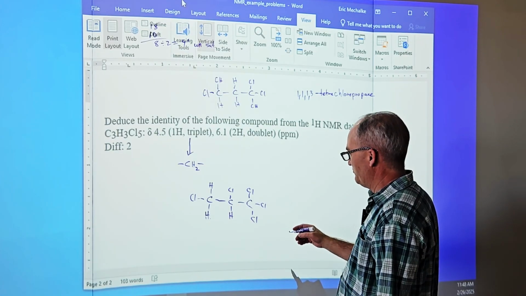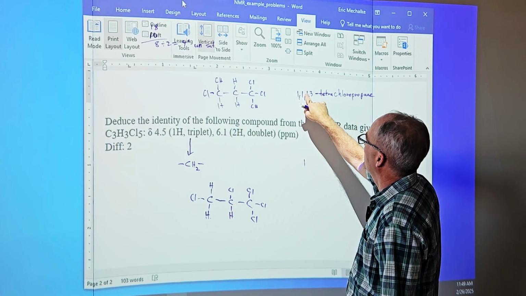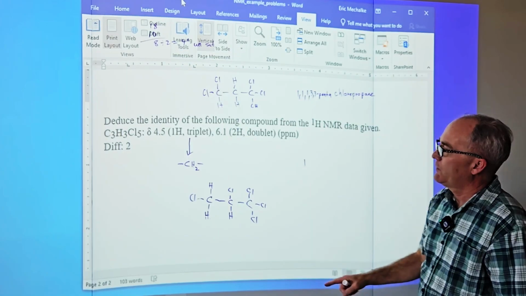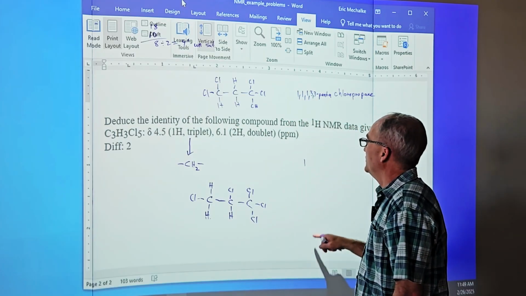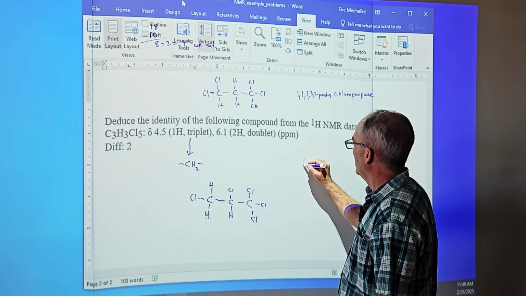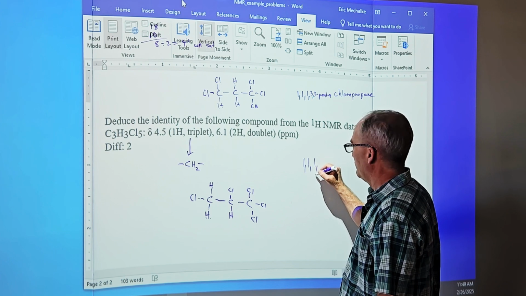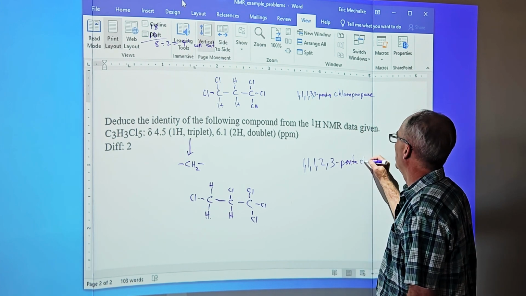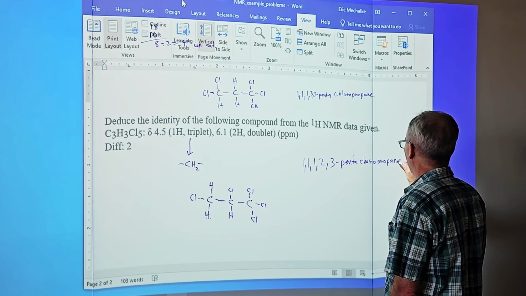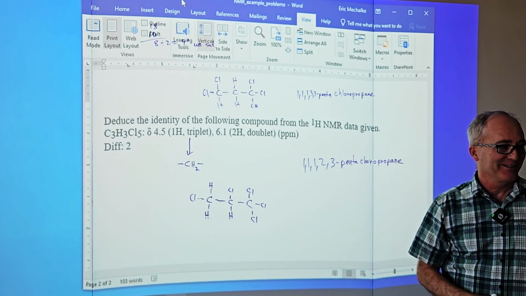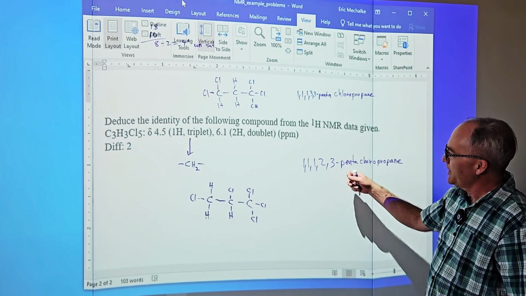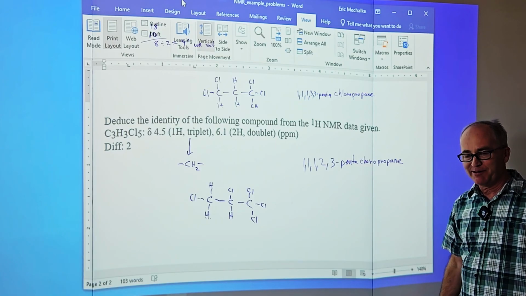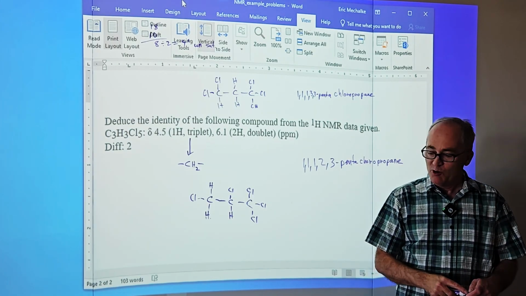Let me name this. 1, 2, 3, 4. Let me fix that. I need penta, 5 chlorines. 1, 1, 1, 2, 3, pentachloro. Natives are getting restless. I can hear the rustling. I think both of these work, but one's going to work better than the other. And how are we going to figure it out? The amount of deshielding. Right.